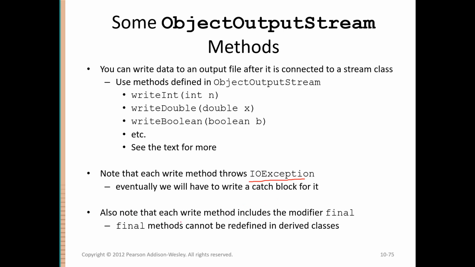Also note that each write method includes the modifier final because they cannot be redefined. If you would like to inherit from this, if you would like to extend this output stream object to have a subclass of it, and then make a change to this writeInt or writeDouble, you can't. You will not be able to, because the final modifier means you cannot override them.